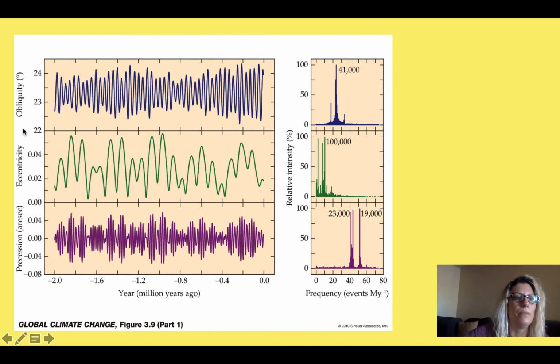And then here's our frequency of when those three cycles are going to happen. So, that wobbling, or the obliquity, is going to happen about every 41,000 years, the eccentricity is going to happen every 100,000 years, and the precession is going to happen every 19,000 to 23,000 years. So, the most frequent one is going to be the precession, and then obliquity, with eccentricity being the last one.